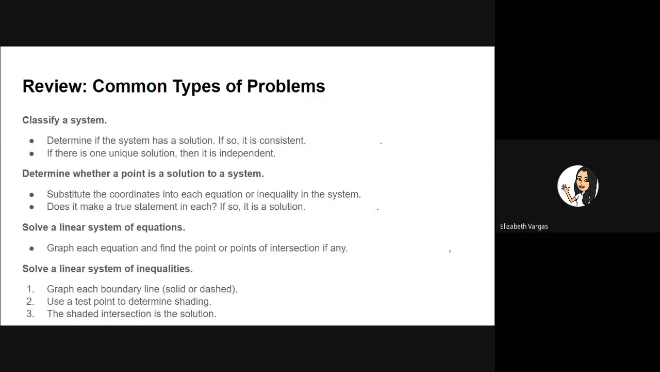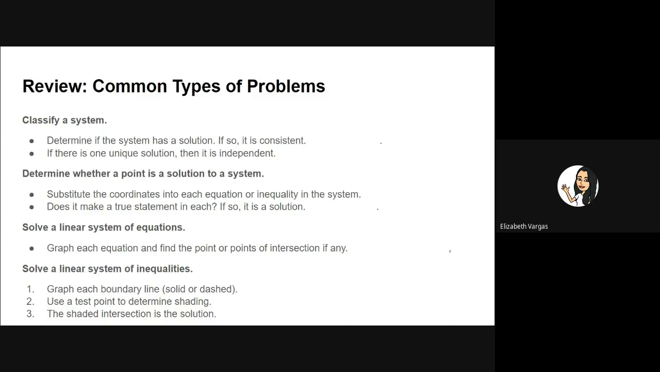Okay, so common types of questions: classifying a system. We can determine if a system has a solution. If so, it is consistent. So if it even has a solution, then it's consistent. But now I want to go from there and determine, is it independent or is it dependent? We'll make that determination depending on how many solutions we have.